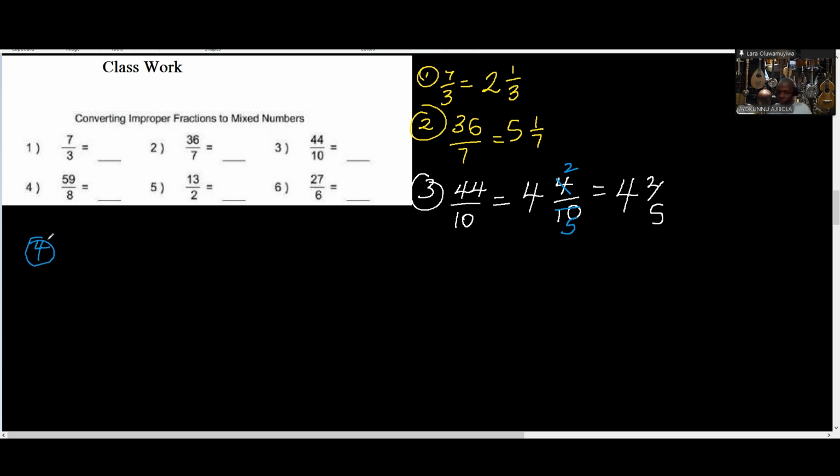Now number 4. I have, let me see, 59 over 8. Okay? So how many 8 is in 59? 8 times 7 is 56. So remove 56 from 59. What do you have? You have 3 over 8. Okay? Is that clear?